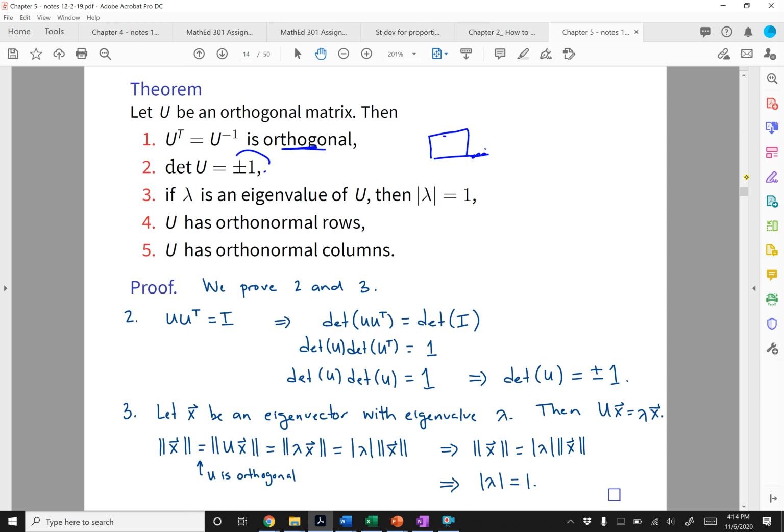The eigenvalues of U are always 1 or negative 1. So in the directions of the eigenvectors, there's no stretching. You might go from pointing in one direction to pointing the other direction, but there's no stretching or shrinking involved. U has orthonormal rows too. So if the columns are orthonormal, the rows are also orthonormal.